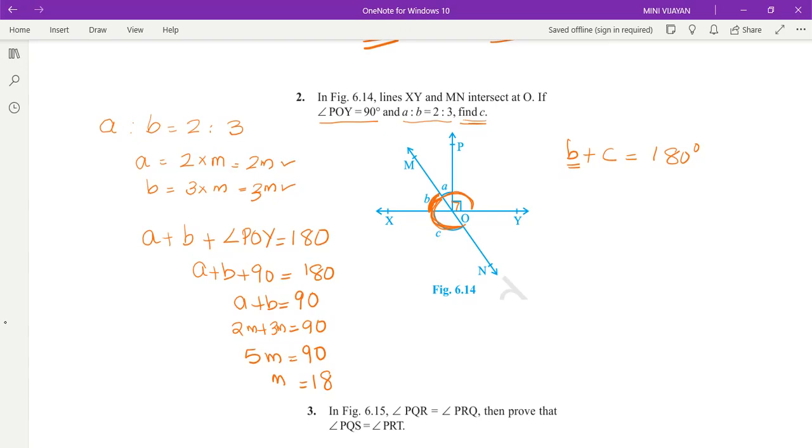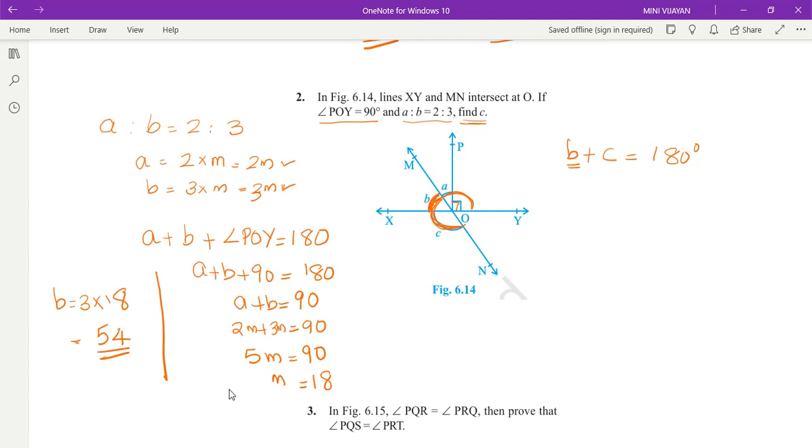How to find the value of B now? We need only B to find C. See, B is equal to 3M. M we already got as 18. So we can find the value of B here. B is equal to 3 times 18, which is equal to 54. B is equal to 54.